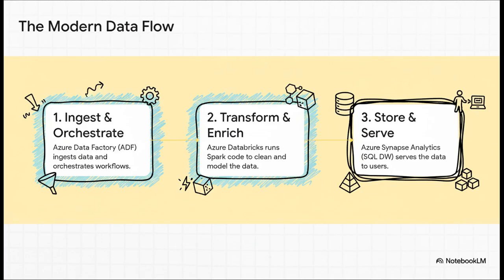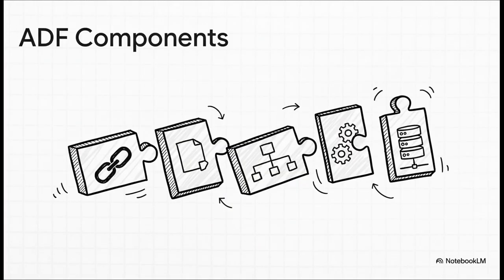So this right here is the modern data flow on Azure. We use Azure Data Factory, or ADF, to orchestrate the whole show. It ingests the raw data into our data lake. Then ADF kicks off a job in Azure Databricks to run all our Spark code for the heavy lifting. And finally, that clean, modeled data gets loaded into Azure Synapse Analytics, where it's served up to business analysts and all their reporting tools.